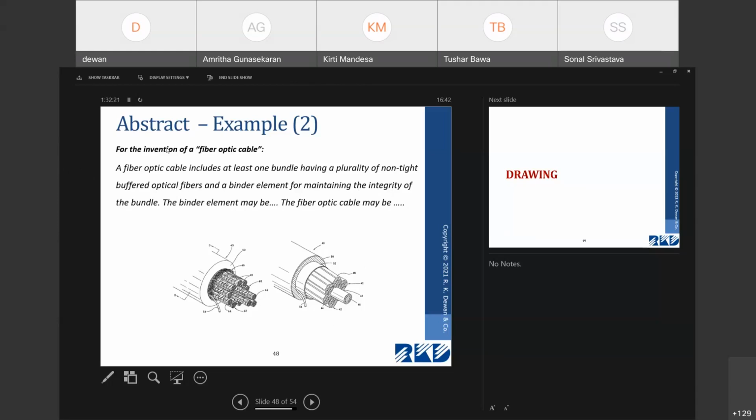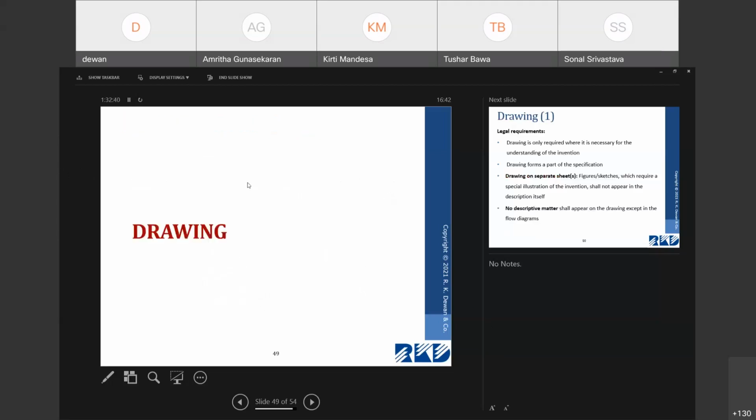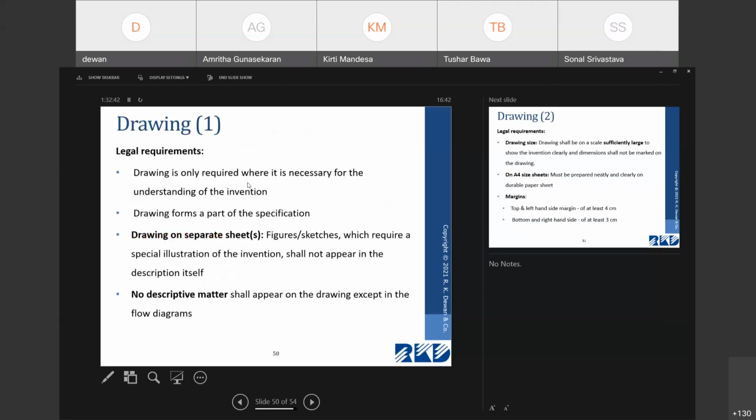So this is another example where again we have fulfilled the basic four concepts or basic four requirements of an abstract. What is the technical field, what is the problem, what is the solution, and what is the use. These are some examples. Now the drawing.